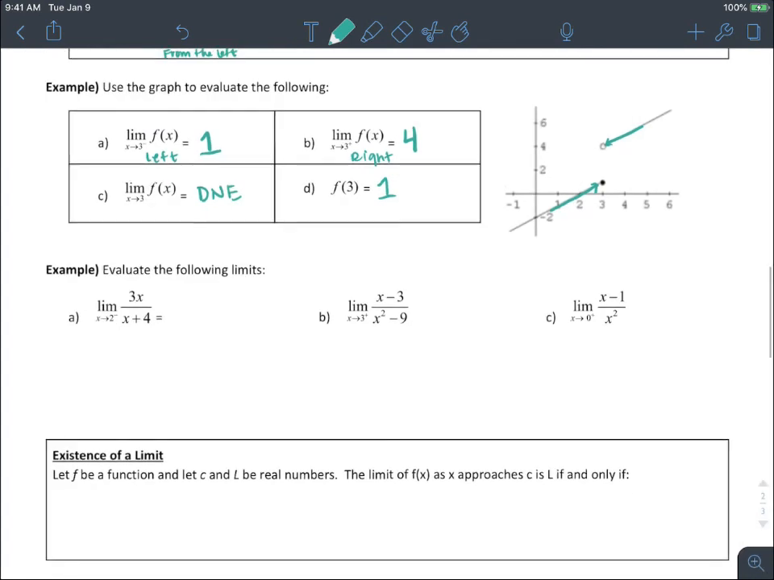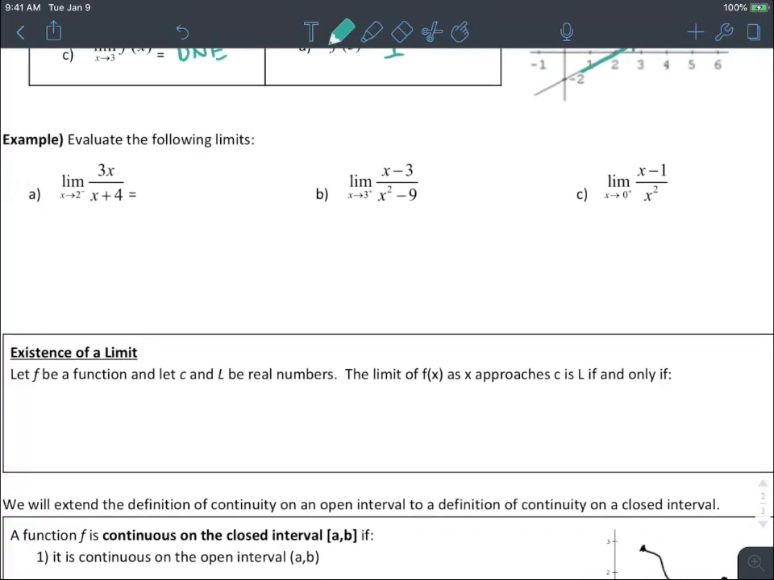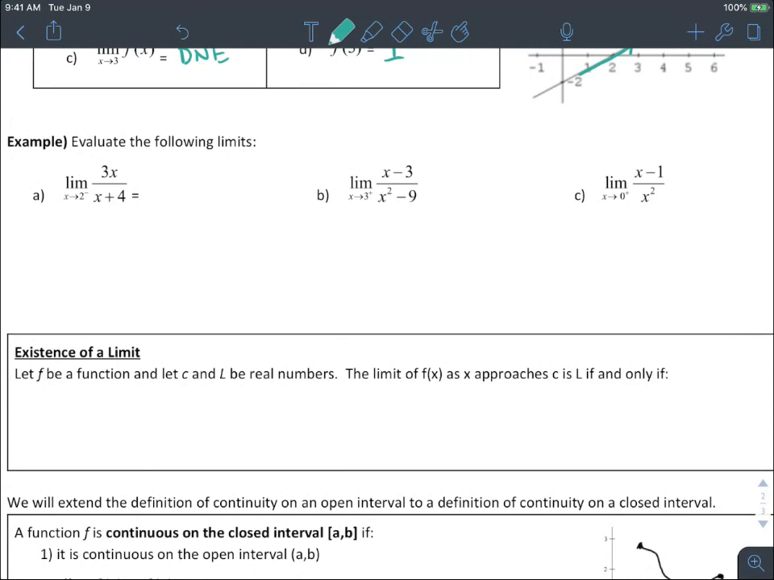Let's evaluate the following limits. So the limit as x approaches 2 from the left of 3x over x plus 4. I notice that when I plug in 2, the graph isn't undefined. I am only undefined at x equals negative 4. So I'm going to go ahead and just direct substitute in the 2. So 3 times 2 over 2 plus 4 gives me 6 over 6, which is 1. So the limit value is 1.